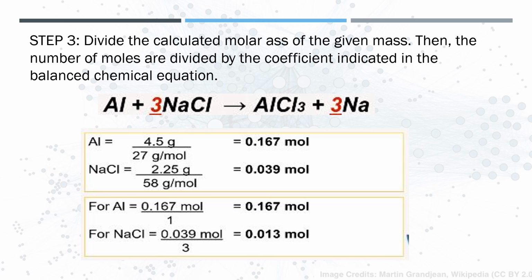Well, the second part of this step is to divide the number of moles by the coefficients indicated in the balanced chemical equation. So let's have this for the aluminum: 0.167 moles divided by 1, which is the coefficient of the aluminum in the balanced chemical equation, equals 0.167 moles. For the sodium chloride, we proceed the same way.